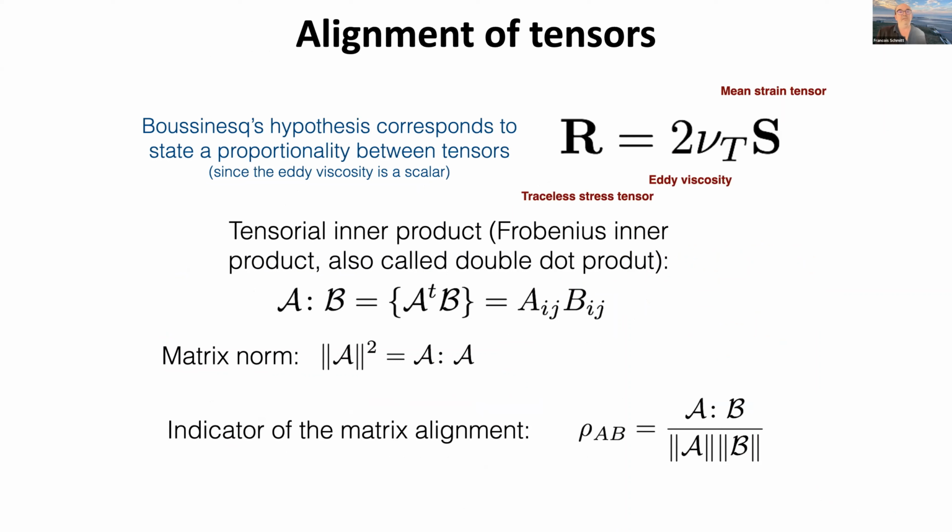That's what I did almost two decades ago. I was interested in trying to test it directly. This can be done by simply making a projection, a tensorial inner product, which is also called the Frobenius double dot product. So simply it's A_ij B_ij. We can normalize by the norms, and we obtain an indicator. This indicator gives information about the alignment between the two tensors. It's like the cosine of the angle between the two tensors.